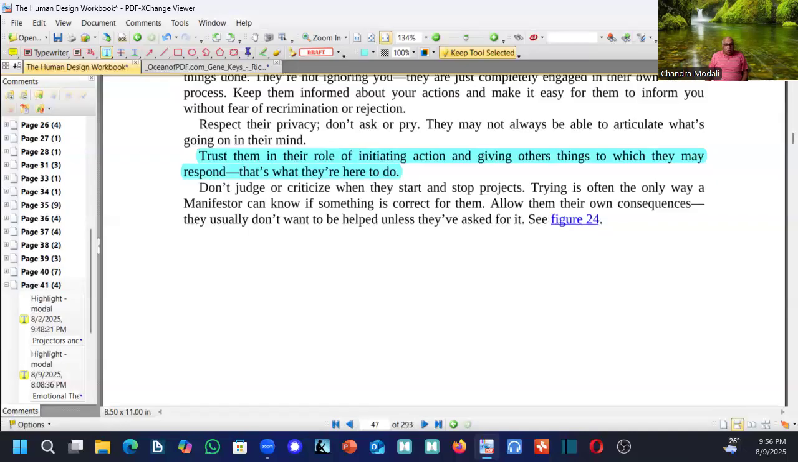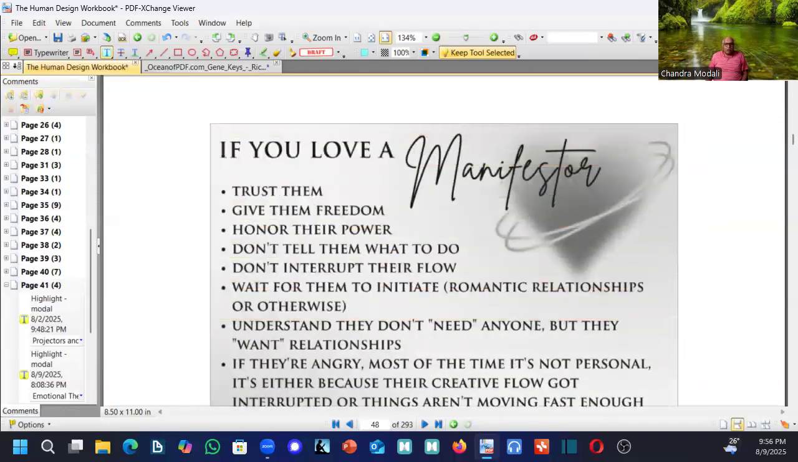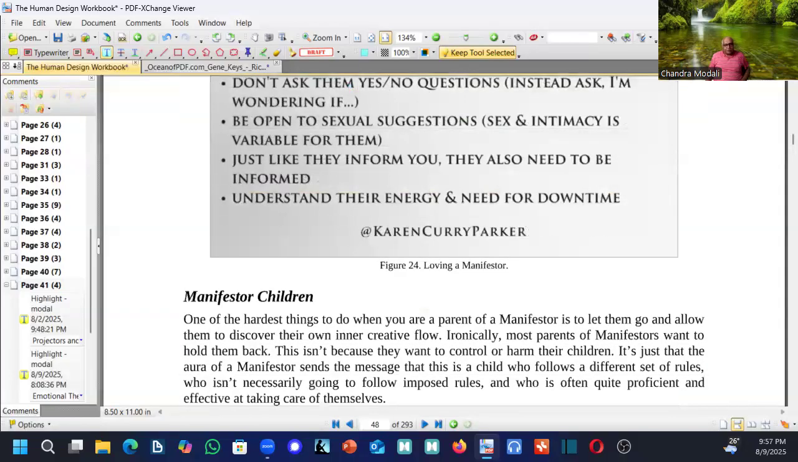Don't grudge or criticize when they start and stop projects. Trying is often the only way a manifestor can know if something is correct for them. Allow them their own consequences. They usually don't want to be helped unless they ask for it. What's this figure? 24. Okay, basically the bullet points.